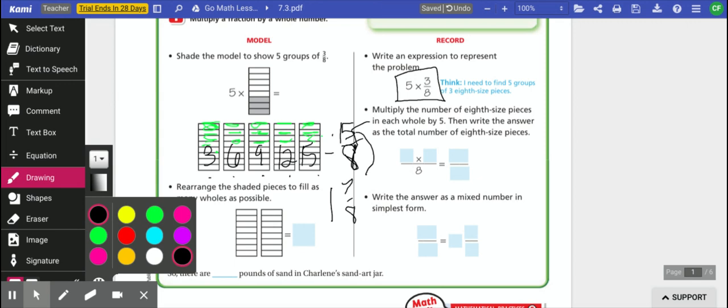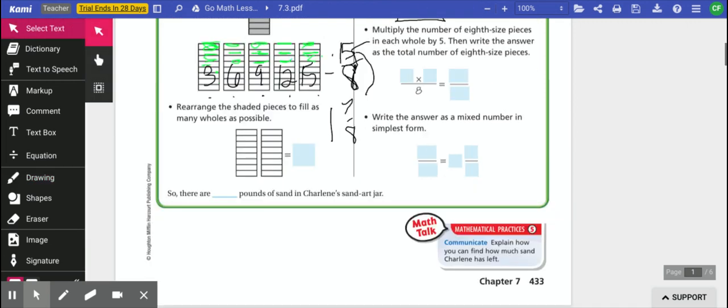So if I was doing a model, that's how I would find my answer. I would count up how many are shaded in each group, and that would be my numerator, and my denominator would stay the same. Because remember, 5 times 3/8 is the same as adding 3/8 5 times. All right, let's switch to using an algorithm.